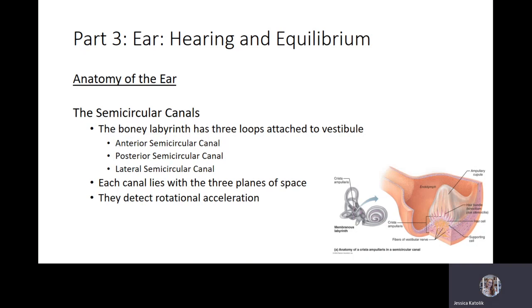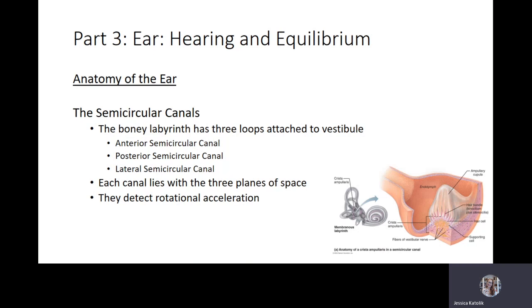Speaking of semicircular canals, that's the next structure I'd like you to be familiar with. Connected to the vestibule, we're going to have 3 loops called the semicircular canals. There is going to be the anterior loop, posterior loop, and lateral loop, or anterior, posterior, and lateral semicircular canal. And these canals are important because they're actually going to lie on the 3-dimensional planes of 3D space. And they're going to help us understand rotational acceleration.